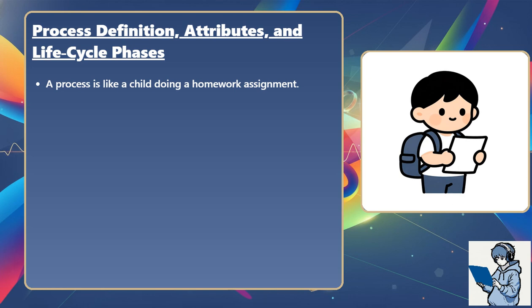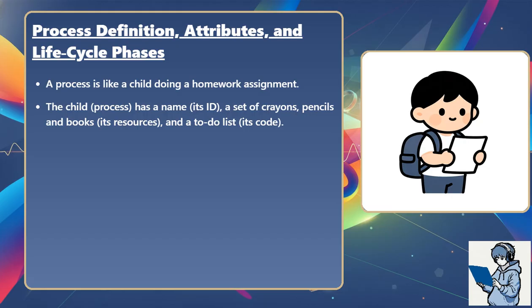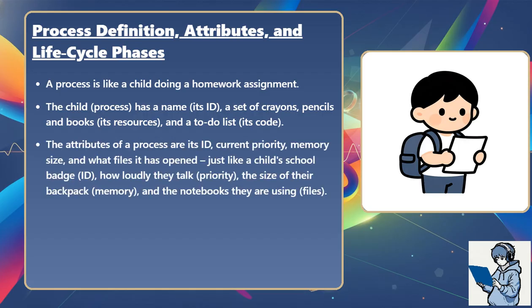A process is like a child doing a homework assignment. The child process has a name, its ID, a set of crayons, pencils, and books, its resources, and a to-do list, its code. The attributes of a process are its ID, current priority, memory size, and what files it has opened, just like a child's school badge ID, how loudly they talk, priority, the size of their backpack, memory, and the notebooks they are using, files.